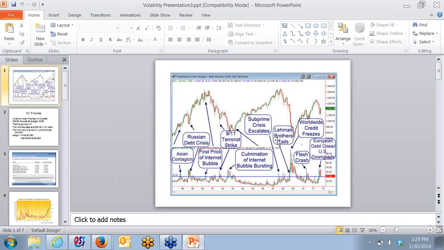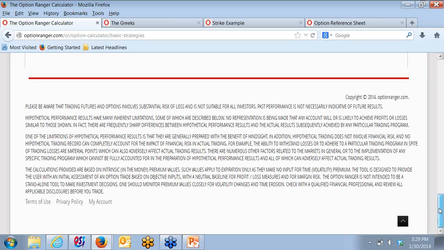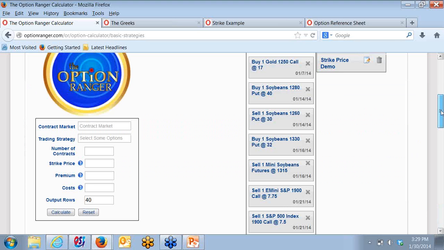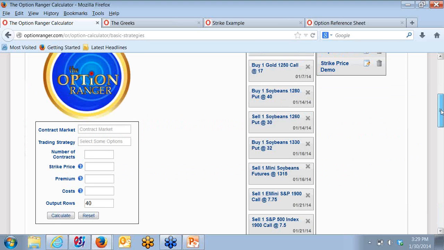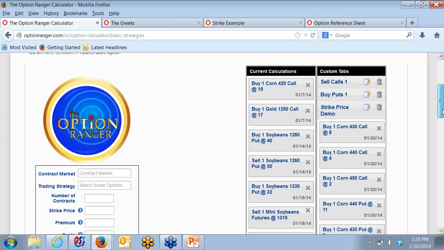So again, to move into the world of reality, we're going to open up some of our reference sections on the Option Ranger calculator and proceed with some actual examples of strike prices as well as some charts. For today, we've actually set up some trades under a special tab called Strike Price Demo, and we can set up these tabs for you depending on where you are in your learning.